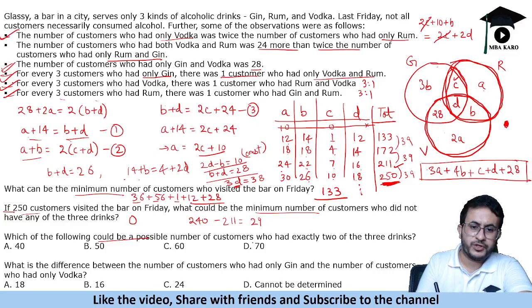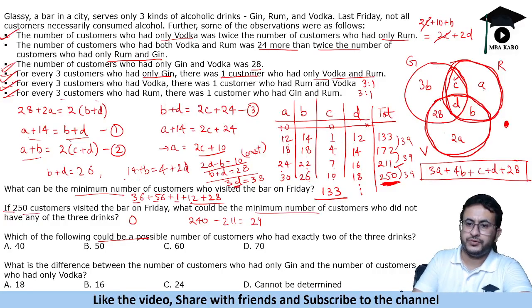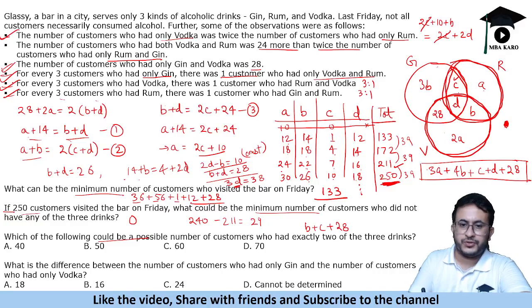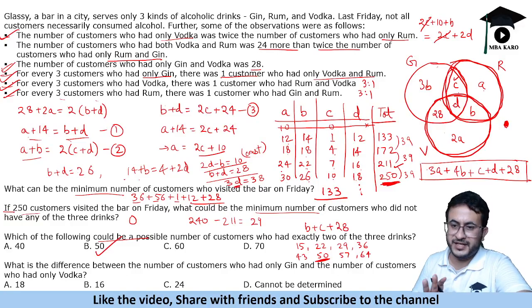Which of the following could be a possible number of customers who had exactly 2 of the 3 drinks? Okay. Exactly 2 of the 3 drinks means B plus C plus 28. Okay, that is the number that we are looking at. So if you see, B plus C is 15 in the first case, second case it is 22, third case it is 29, 36, right? So that is the value of B plus C. Add 28 to it, so we can get 43, 50, this is 57, this is 64, right? The only possible value that can match is 50.